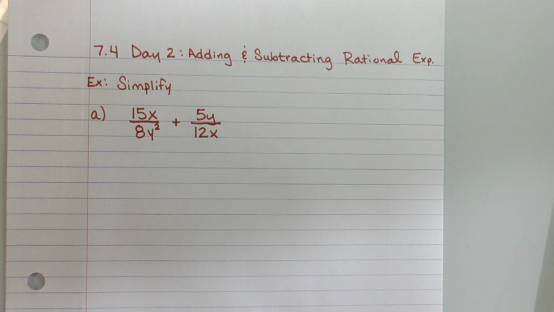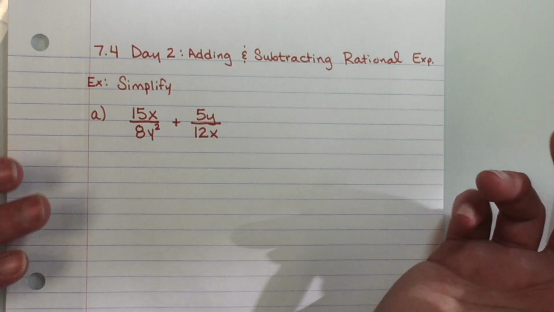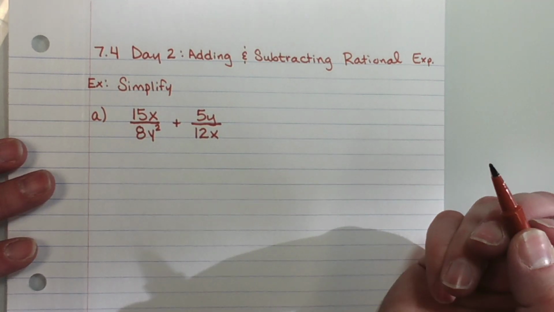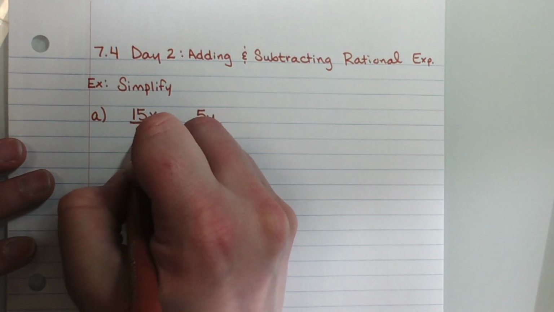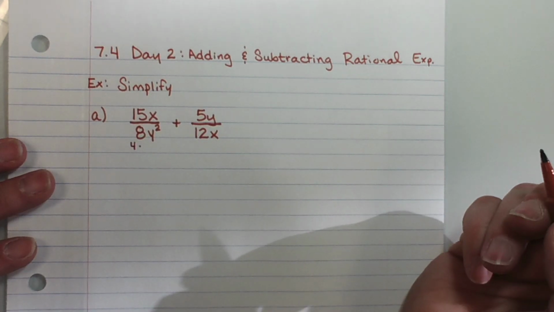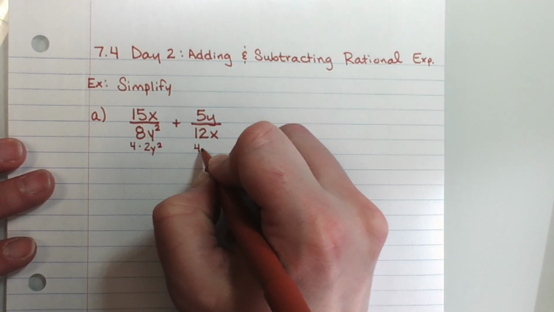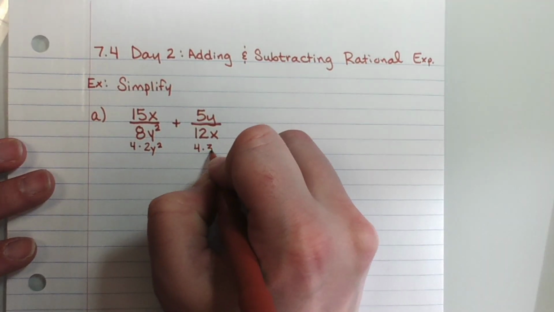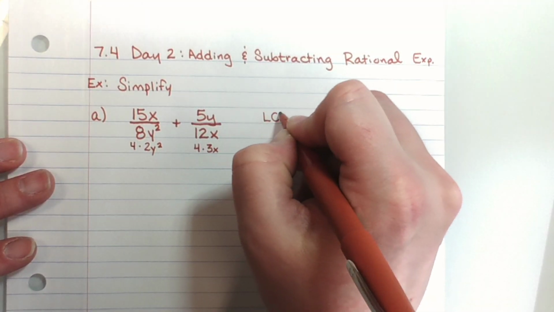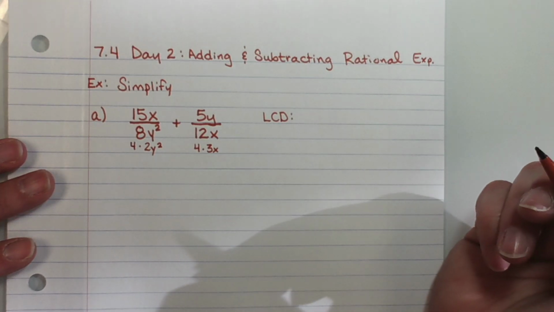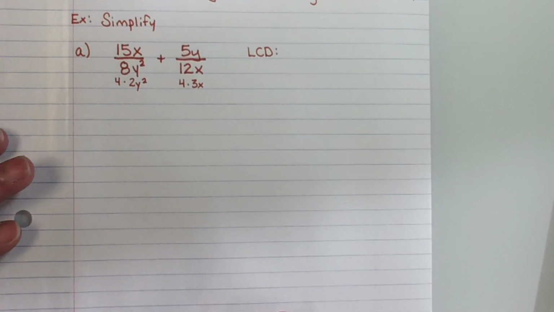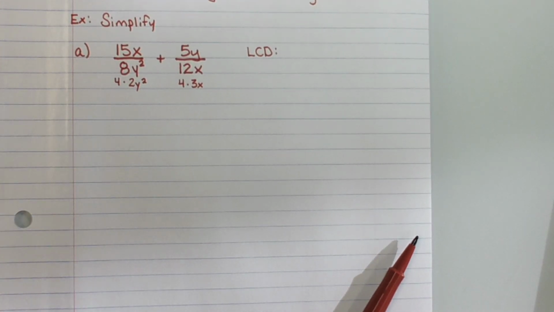And the easiest way to find that least common denominator, that least common multiple of the denominators, is just look at them and say, okay, what's the biggest thing I could divide out of both of them? Divide them both by a 4. This one specifically is 4 times what? 2y squared. This one is 4 times what? 3x. How do I get my least common denominator? What do I pull out of that 4, 2y squared, 4, and 3x?